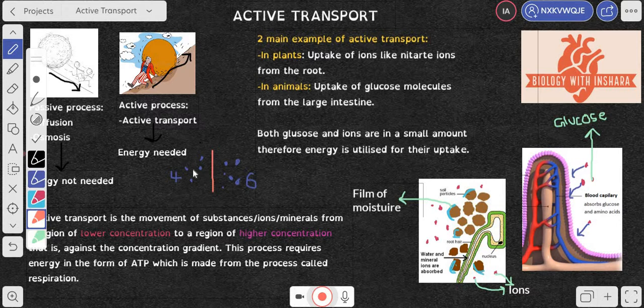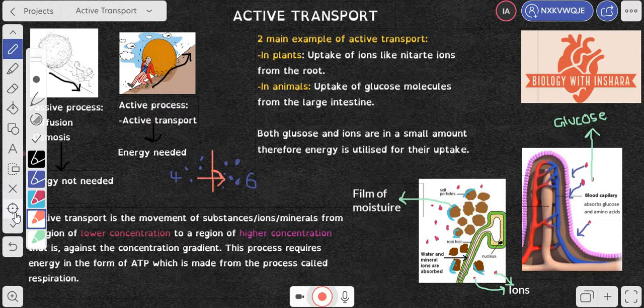So according to the definition of active transport, the glucose molecules should be moving from left to right, like this. They should be moving from left to right, from 4 to 6, because in 4 the concentration is lower and in 6 the concentration is higher. That's it. That's the basic understanding of active transport. This is a very small example, very simple, not that complicated.